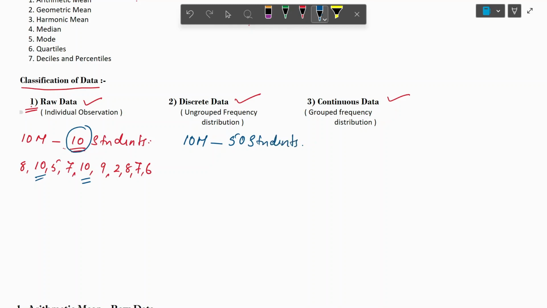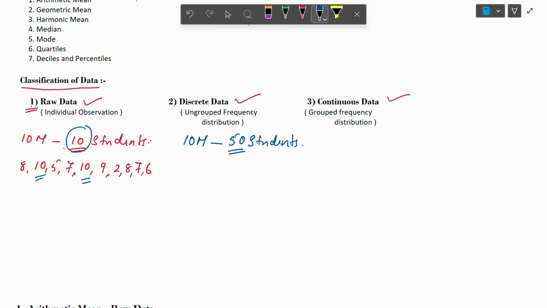Now, I think raw data is clear to you. Raw data means we write the information as it is, without doing any arrangement. That is called raw data. Now, in this example, with 50 students' marks, if the teacher writes in the same format, it is very difficult to analyze and interpret that data. For that purpose, the teacher is going to make a table, that means in a tabular form.